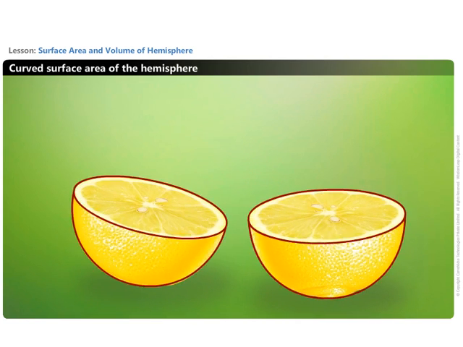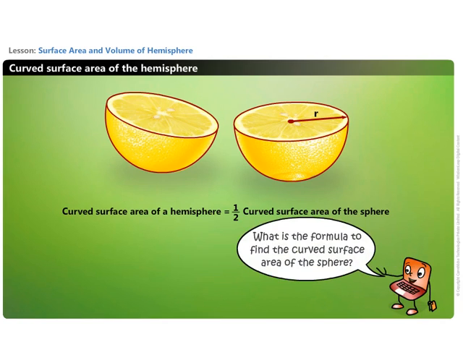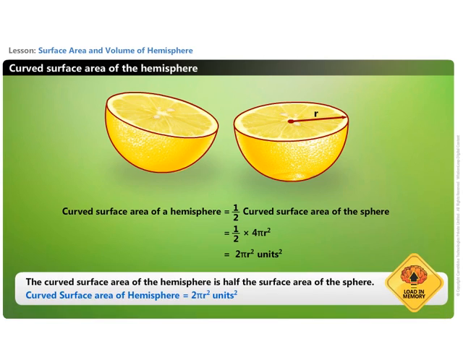Look at this. Curved surface area of a hemisphere is equal to half the curved surface area of the sphere. What is the formula to find the curved surface area of the sphere? Recall, curved surface area of a sphere is equal to 4 pi r square. Since the curved surface area of hemisphere is half the surface area of the sphere, therefore, curved surface area of hemisphere is equal to 2 pi r square.